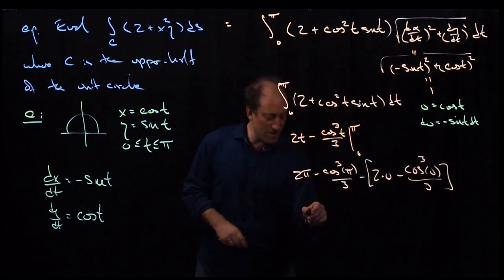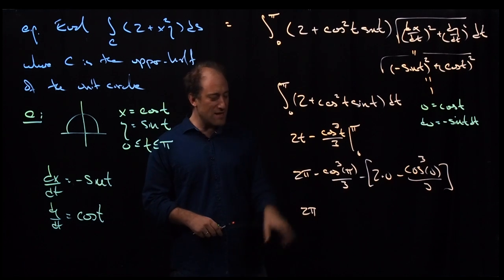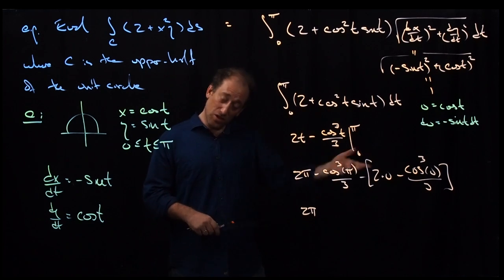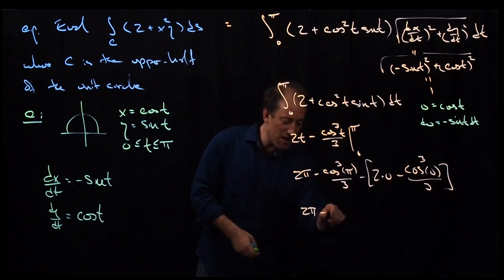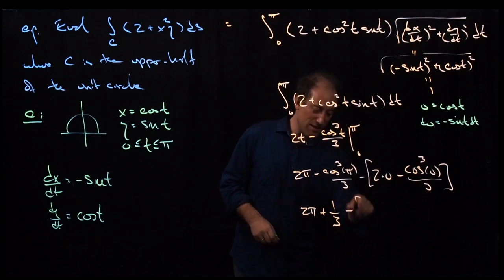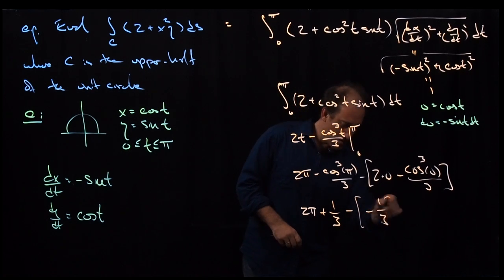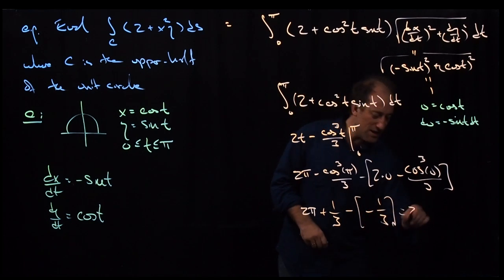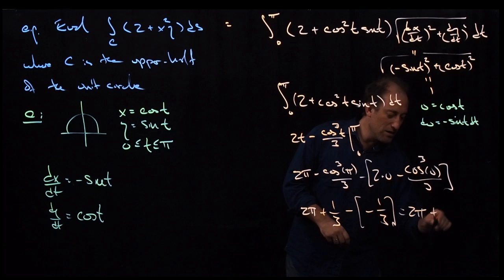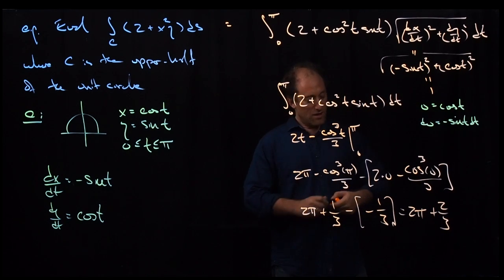All right, so this is a 2 pi. Cosine pi is minus 1. Minus 1 cubed is minus 1, but minus that gets me a plus a third. But then it's a minus, not quite, minus a third. So in the end, 2 pi plus 2/3.